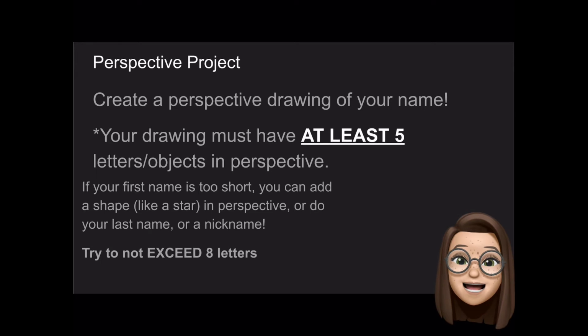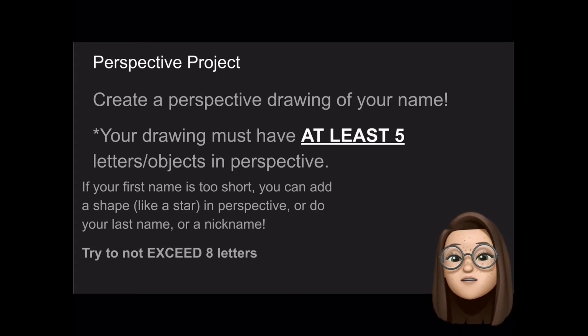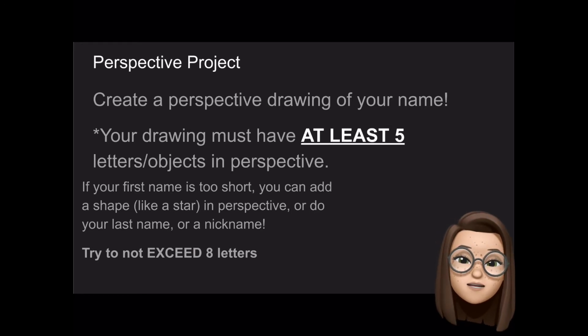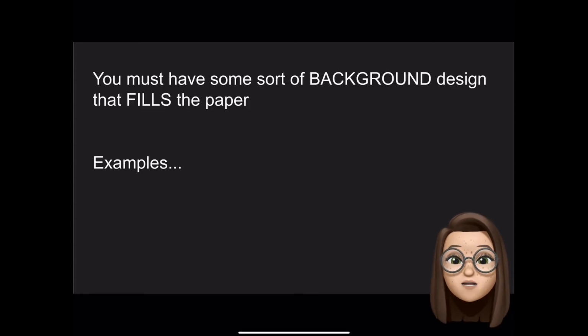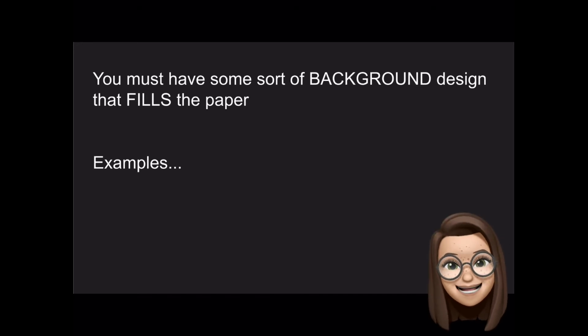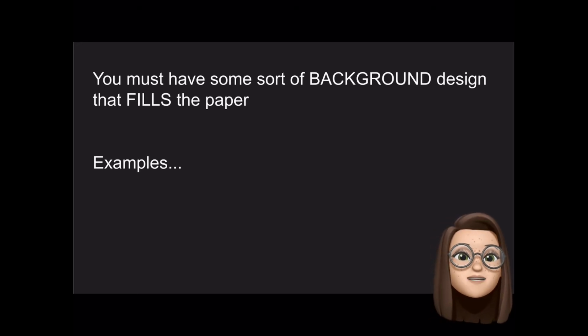So for example, if your name was too short, like Ava only has 3 letters, you can add stars on either side. That would give you 5 objects in perspective, so you'd meet the requirements. My only warning to you is don't exceed 8 letters, because that's just going to be too hard to fit on your paper, and it's going to take you a lot longer. The last requirement is that you have some sort of background design that fills the paper, and then everything will be colored after that. Here are some examples for you to look at.